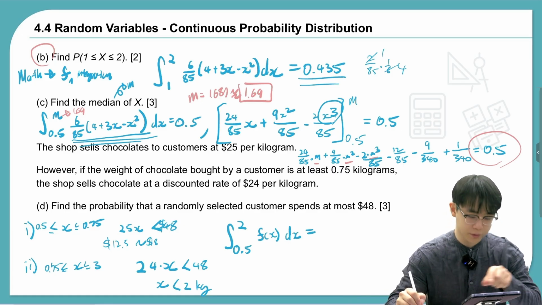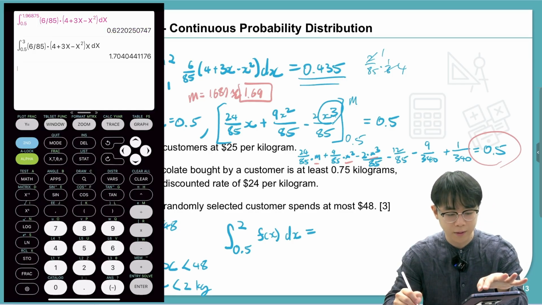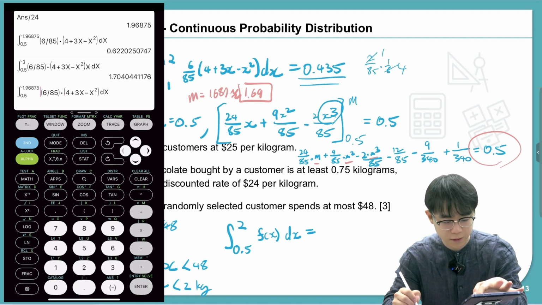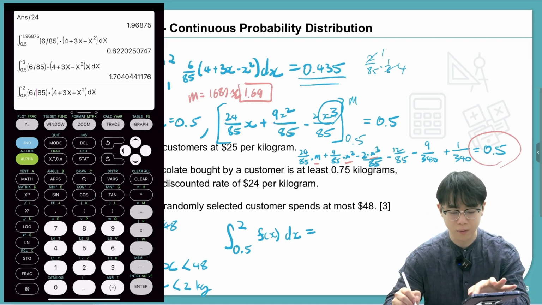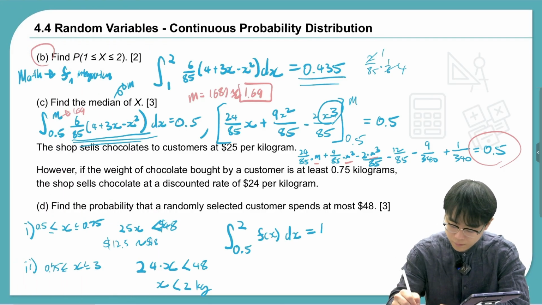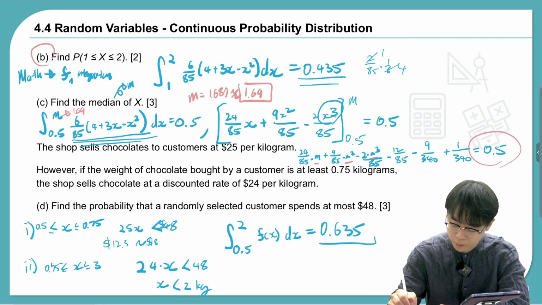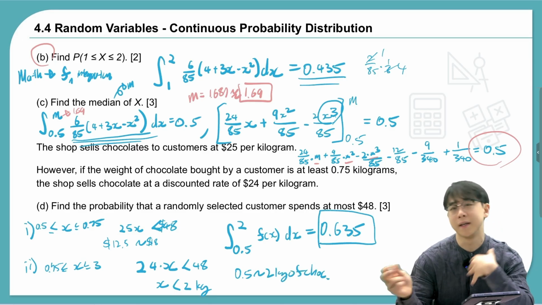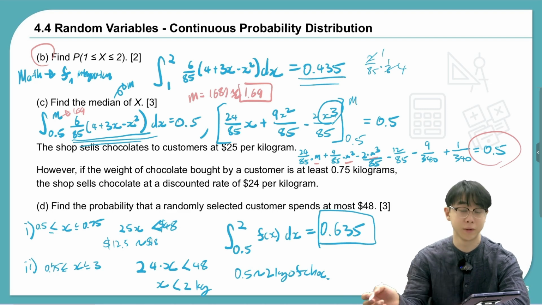So if you were to use our calculator, we had entered in our equations. So what we do is we integrate from 0.5 to 2. So that would be the probability that he buys from 0.5 to 2 kilograms. Right? So that would give us 0.635, right? So this is the probability that the customer buys between 0.5 to 2 kilograms of chocolate, meaning he spent less than or at most $48.